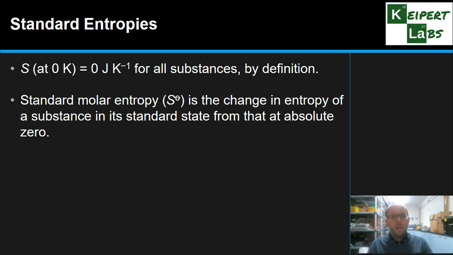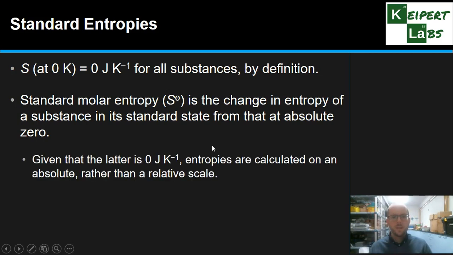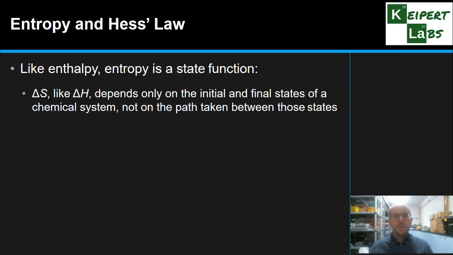Okay, so the standard molar entropy. Okay, so it's S, and then it's given that little standard symbol that we've looked at previously. Okay, so the idea is that rather than being a relative scale, because we set that at 0, we're talking about an absolute scale. Okay, from 0 entropy at absolute 0 all the way up to the point that we are measuring.